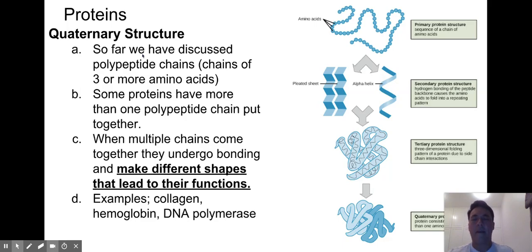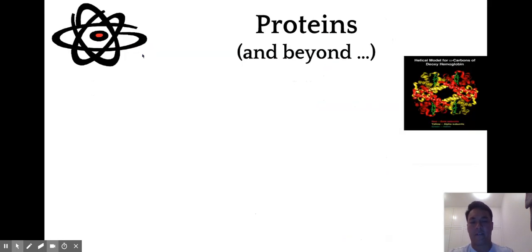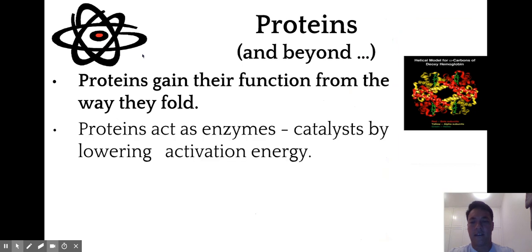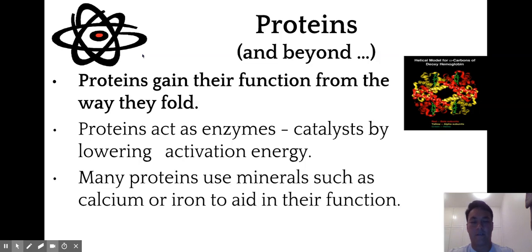But basically what I would like for you to get out of it, and sorry, the video's been a little disjointed for this section, is that the different structures or different sequences of amino acids can lead to different protein shapes, right? Which gives them different functions. So they gain their function from the way they fold. They help to act as enzymes. They help to lower activation energy for reactions, etc.